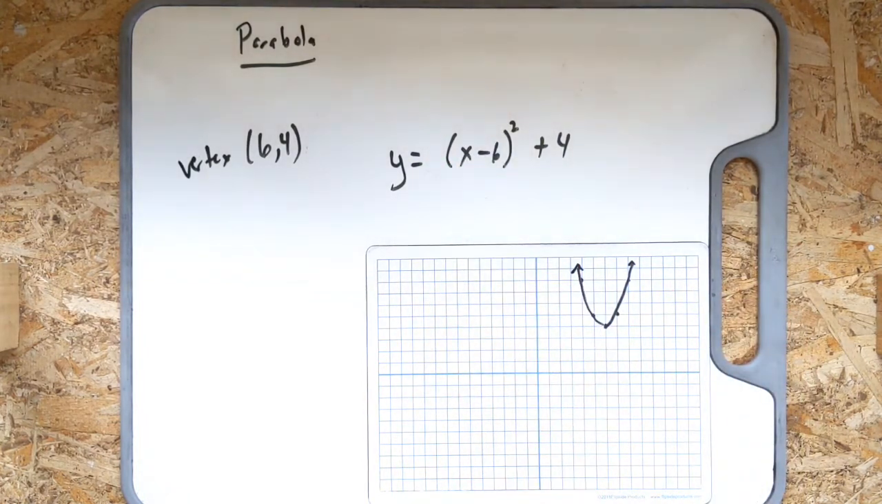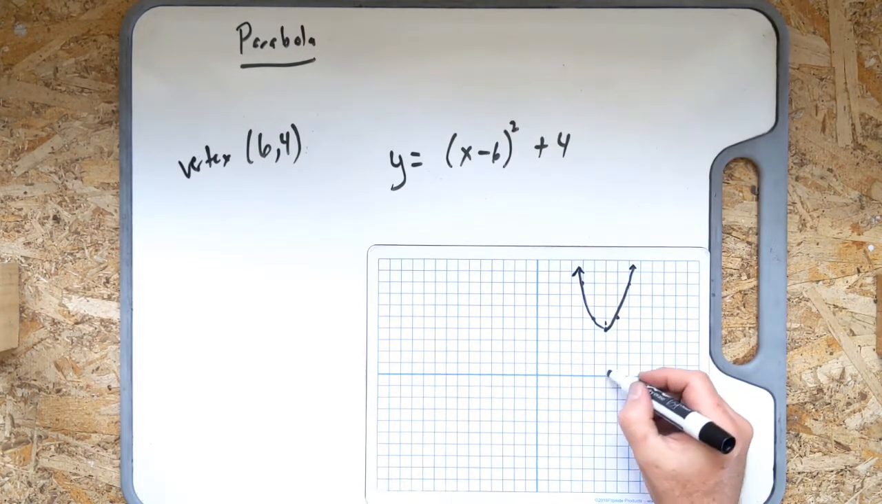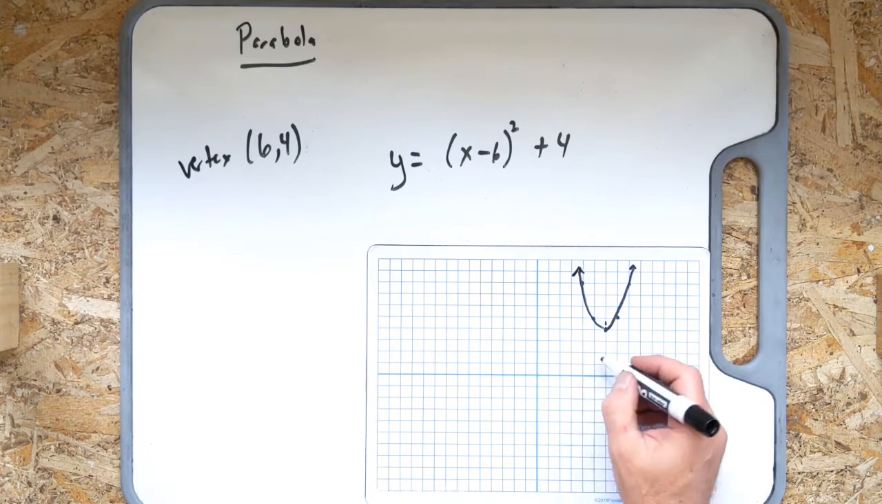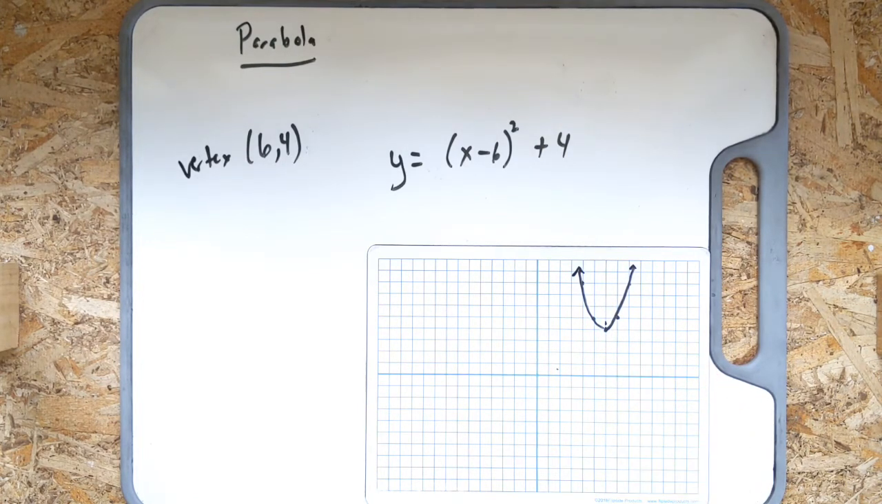So there's my equation. And then I can get things like the focal length, which is just going to be 1/4, and find the focal point, which would be (6, 4 1/4). Directrix is y equals 3 3/4. So you can get all that from there.